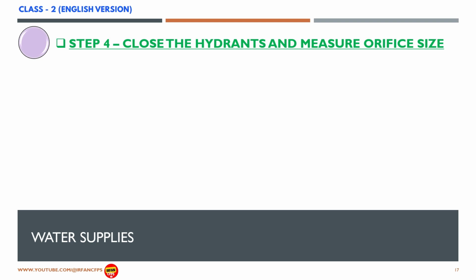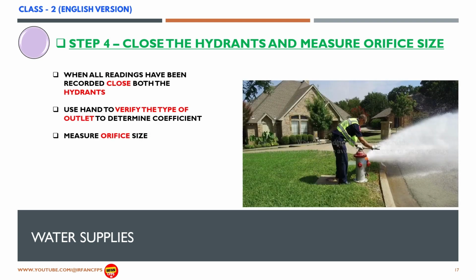Once all the readings are taken and recorded, such as static pressure, residual pressure, and pitot flow, we need to close the two hydrants and measure the orifice size. We can use our hand to verify the type of outlet to determine the coefficient. We will see a video which shows how to close the hydrants and measure orifice size.